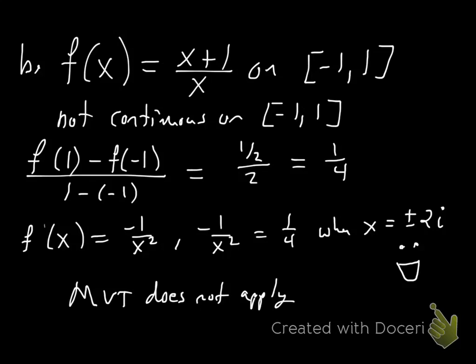So the mean value theorem does not apply, and if we still go through and try to use it, we're going to get something that doesn't make sense because we're not graphing anything on the complex plane. So don't get carried away, try to make sure that the assumptions hold true.